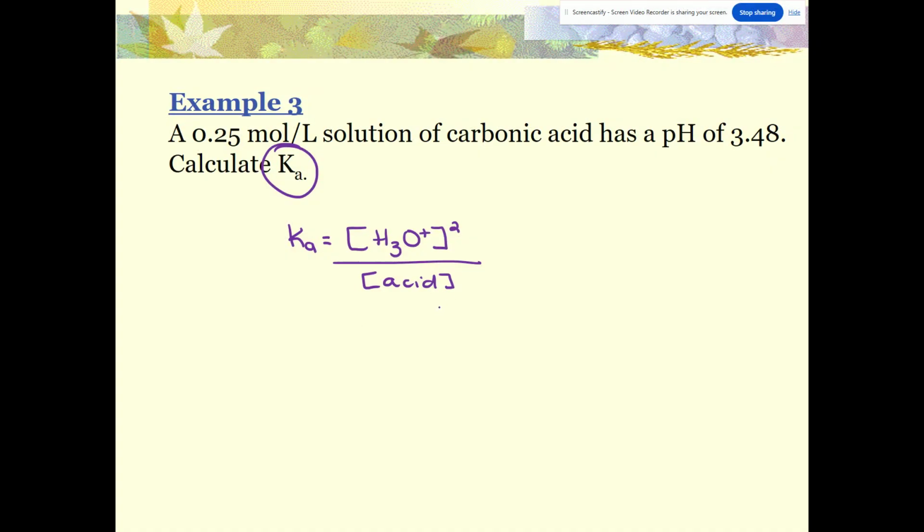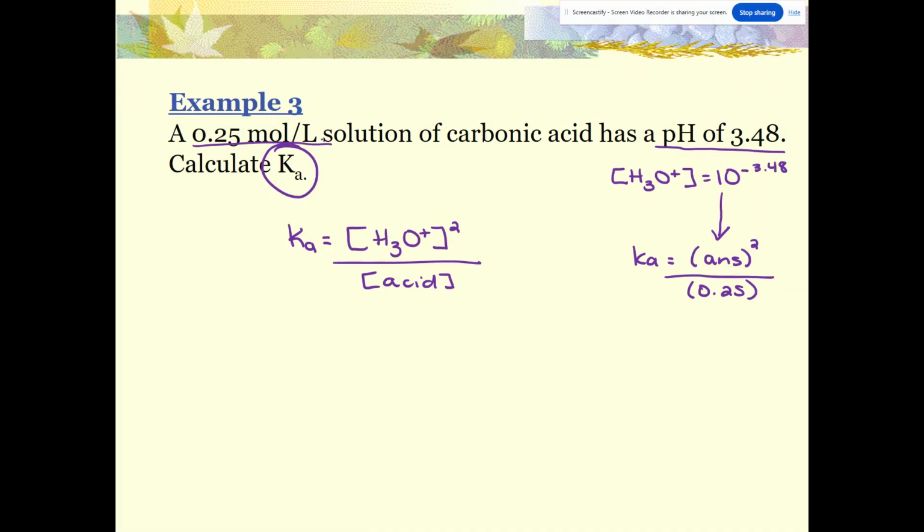Now I am not given the hydronium ion, but I am given the pH. And remember, we can find the concentration of hydronium ion by going 10 to the exponent negative pH. Okay? Now, when I get that answer, I am going to square it, because I need that squared, divided by the concentration of the acid, which is given up in the question, 0.25. So 10 to the exponent negative 3.48 squared, divided by 0.25.